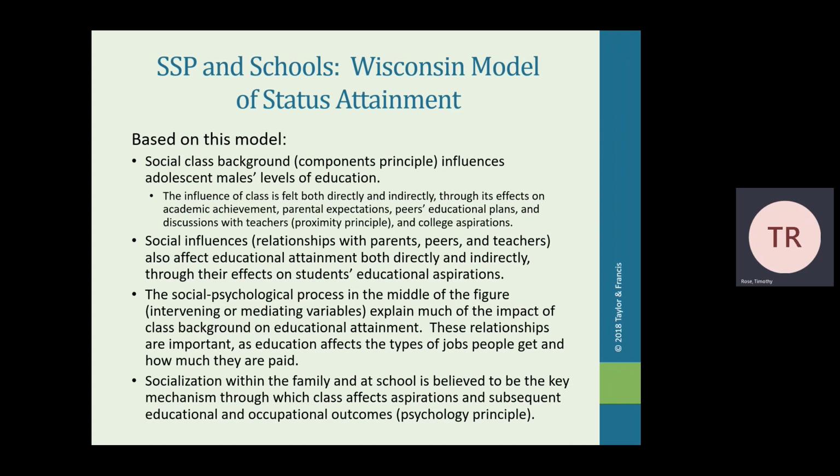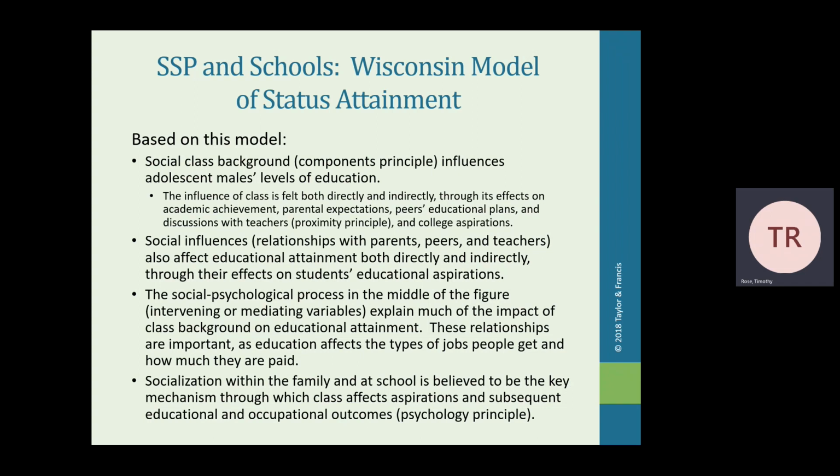So, components have an impact on your personality outcome, college aspiration, and your proximate principles also have an impact on this individual personality level outcome. The social psychological process in the middle of the figure, the intervening or mediating variable, explains much of the impact of class background on educational attainment. These relationships are important as education affects the type of jobs people get and how much they're paid.